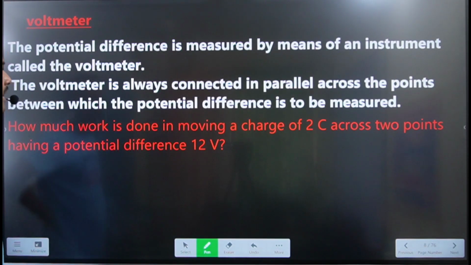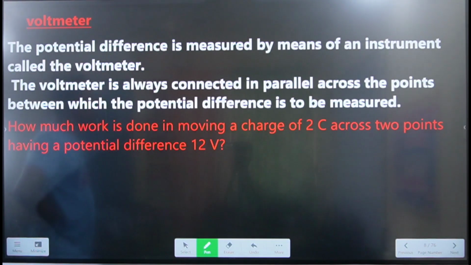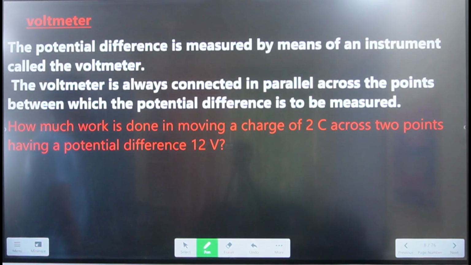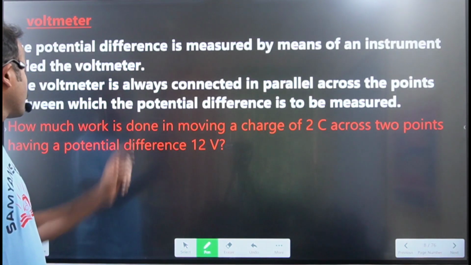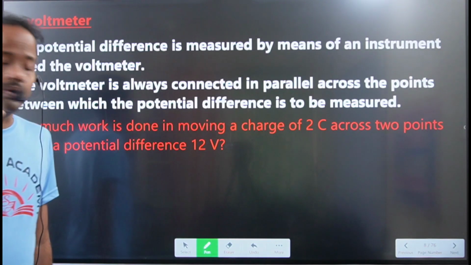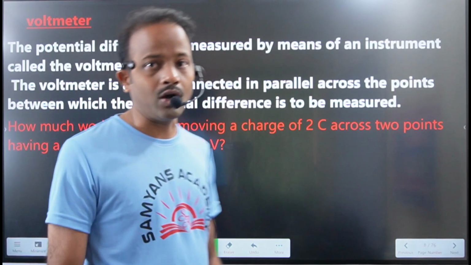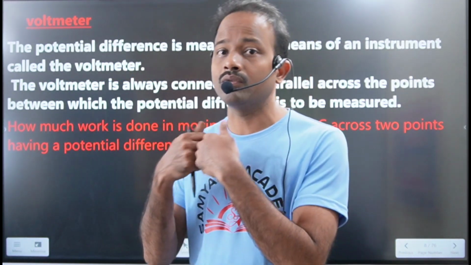How much work is done in moving a charge of 2 coulomb across 2 points having a potential difference of 12 volts? Means in the circuit, the potential difference is 12 volts. Then how much charge is flowing in that circuit? 2 coulomb. To move that 2 coulomb of charge, how much work is consumed, or how much work is done?